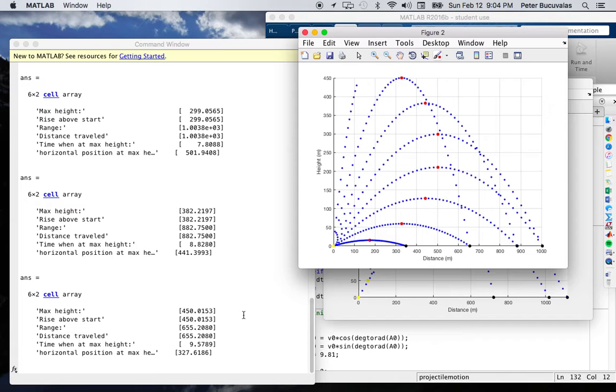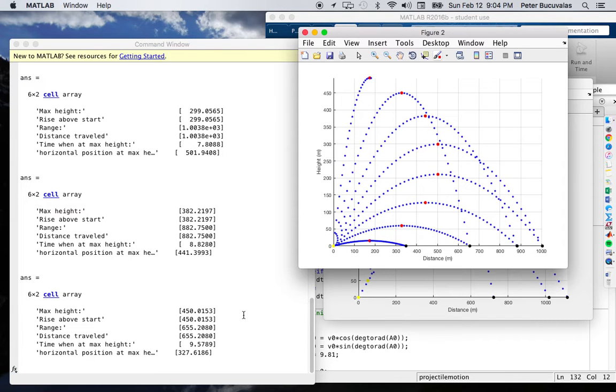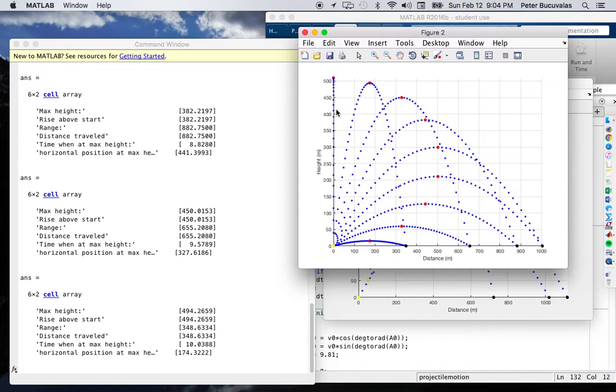So here we have that 80-degree launch, and the final launch is going to be at 90 degrees, and we would expect that to be straight vertically up, which we can clearly see it is, right along the y-axis, and then falling back down, and our output data showing that all the motion was in the y direction. There was no change in distance along the x-axis.